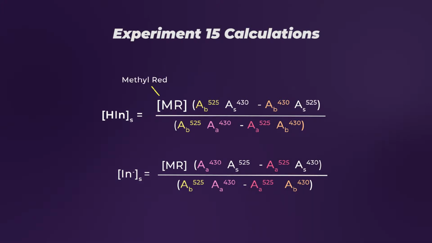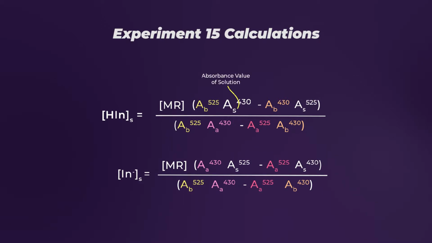Now, there's important things that you need to look at and pay attention to make sure that you're plugging in the correct numbers in the correct areas. So if you look at A, this is referring to the absorption value, but which absorption value exactly? If you have a subscript of B, this is referring to the absorption value of the base standard at the respective wavelength. So for this first one, we're talking about the absorption value for the base at 525. Right next to here, we're talking about the absorption value of the solution at 430 nanometers.